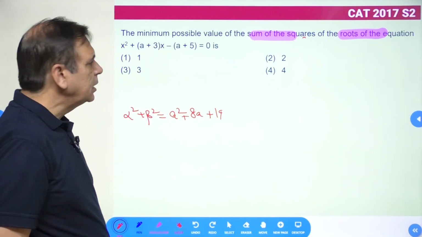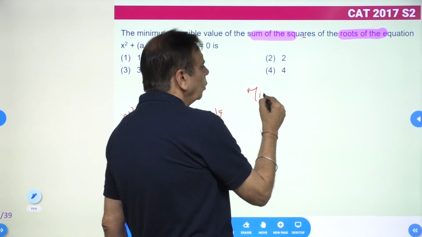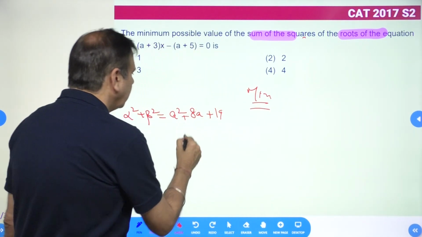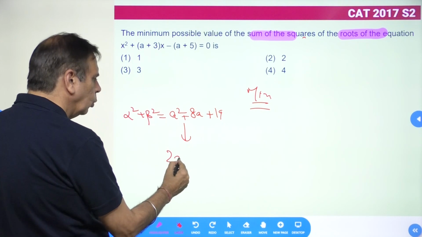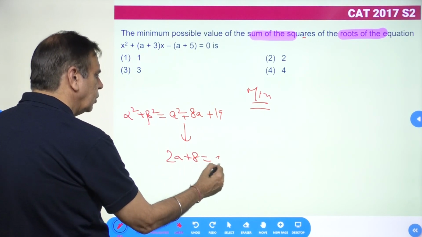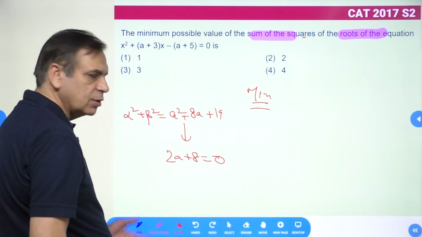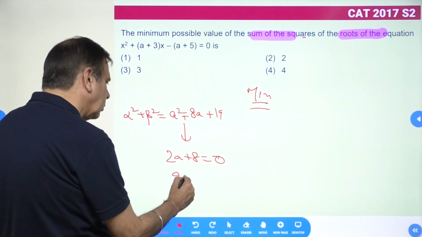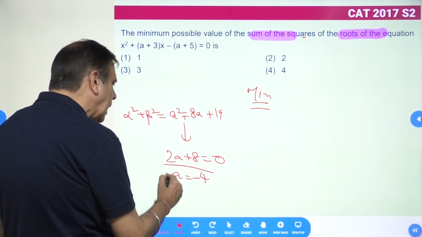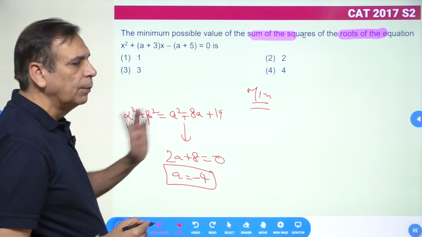अगर आपको minimum चाहिए, for minimum what you need to do is differentiate. So if I differentiate this, what do I get? 2a plus 8 equal to 0. First differential should be equal to 0, or a equal to minus 4. So at a equal to minus 4, you'll get the minimum value.